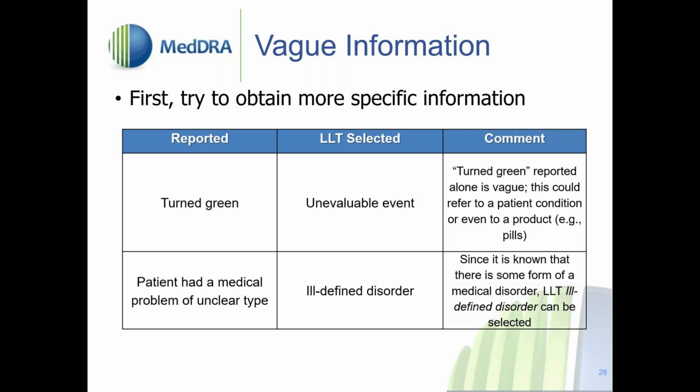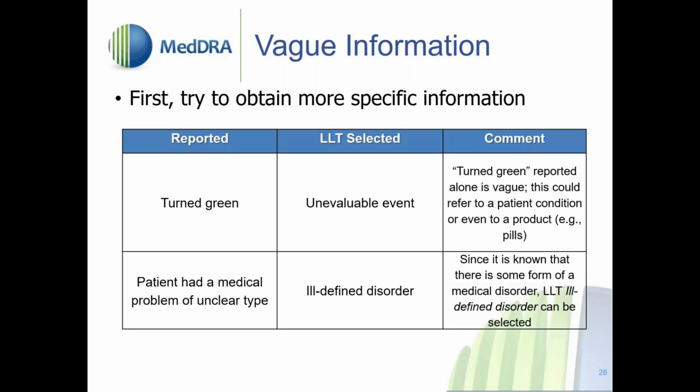The best option here is unevaluable event. We know an event happened, something happened. We just don't know enough details to say whether or not it's a disorder. But if the reporter does tell us it is a disorder, it's just we don't know the details of the disorder.